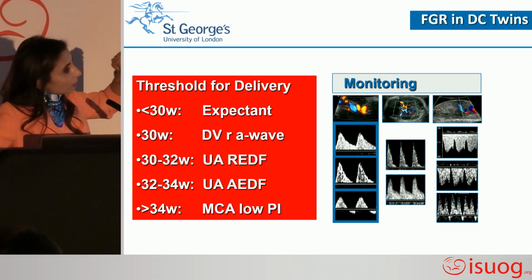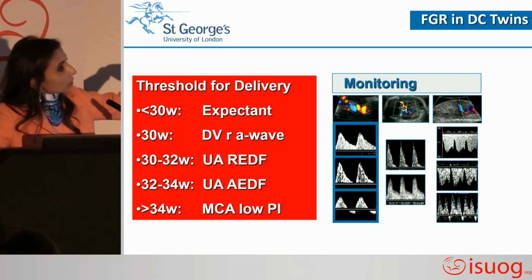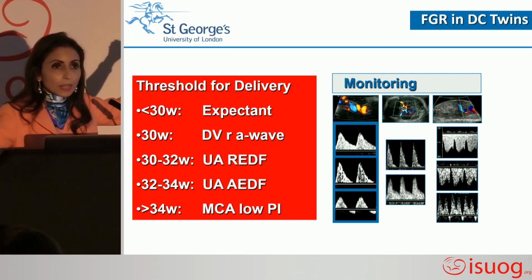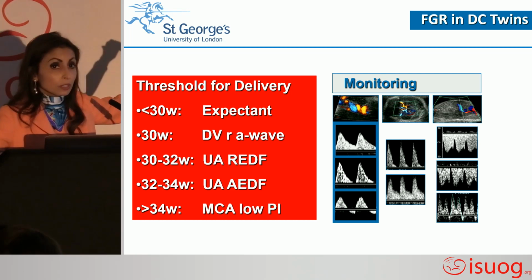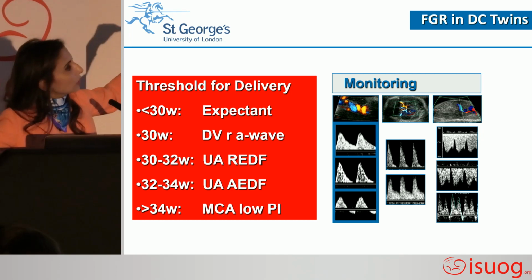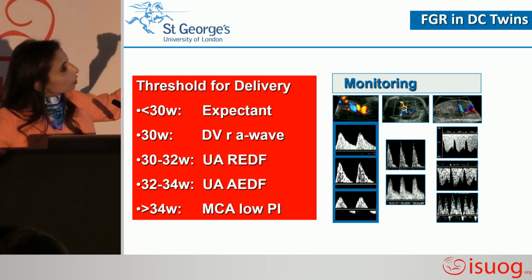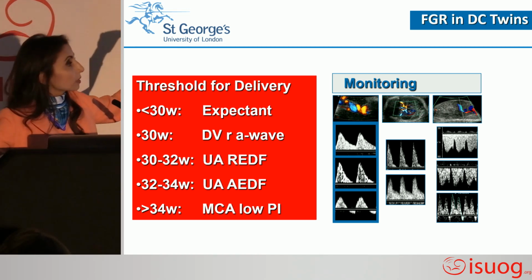So for example, if you have reverse A wave in the ductus venosus, the threshold to deliver will be about 30 weeks. Sometimes we will go maybe 29 or 28 weeks. It varies from center to center. And if you have absent or reverse end-diastolic flow in the umbilical artery, we would consider delivery between 30 and 32 weeks.